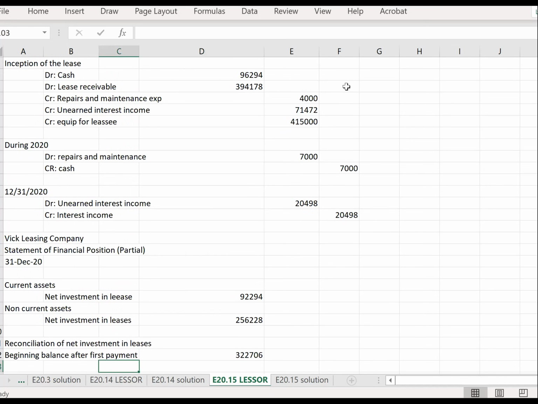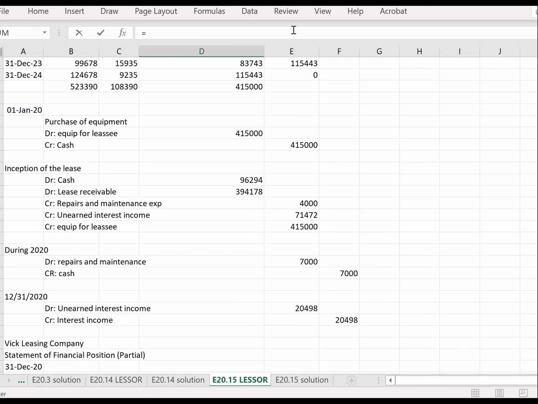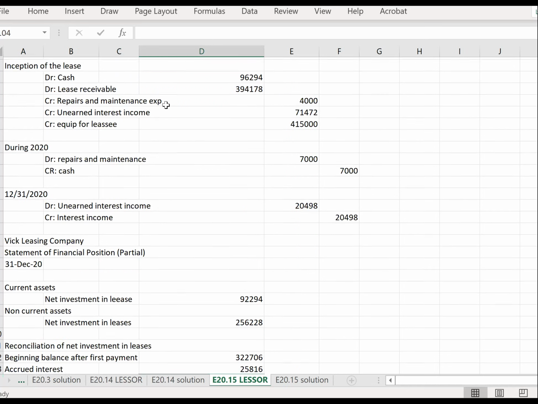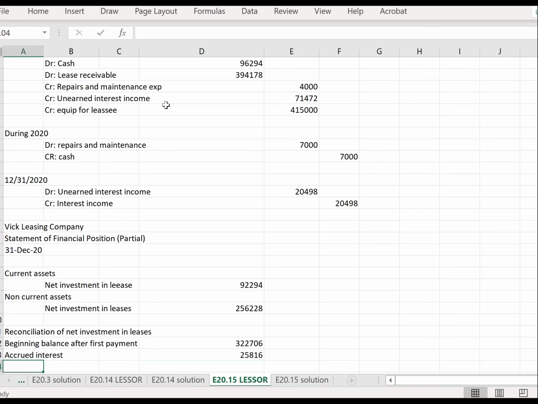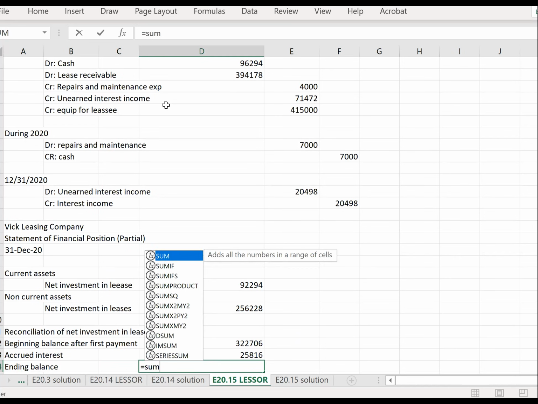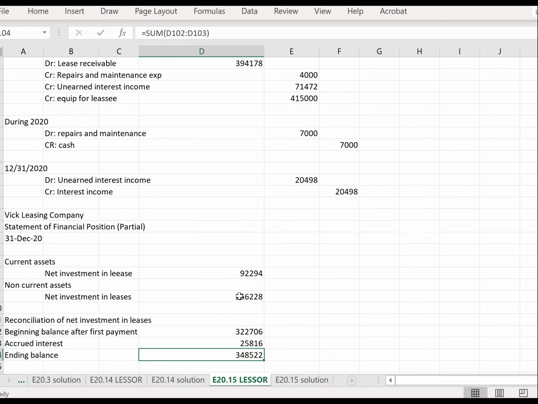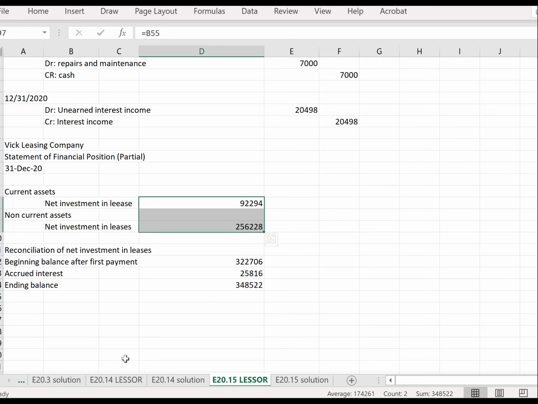Then we've got the accrued interest, which is going to be this number here, 25,816. So our ending balance is going to be the sum of these two things, which is going to be the 348,522, which is the same as this number here, 348,522.